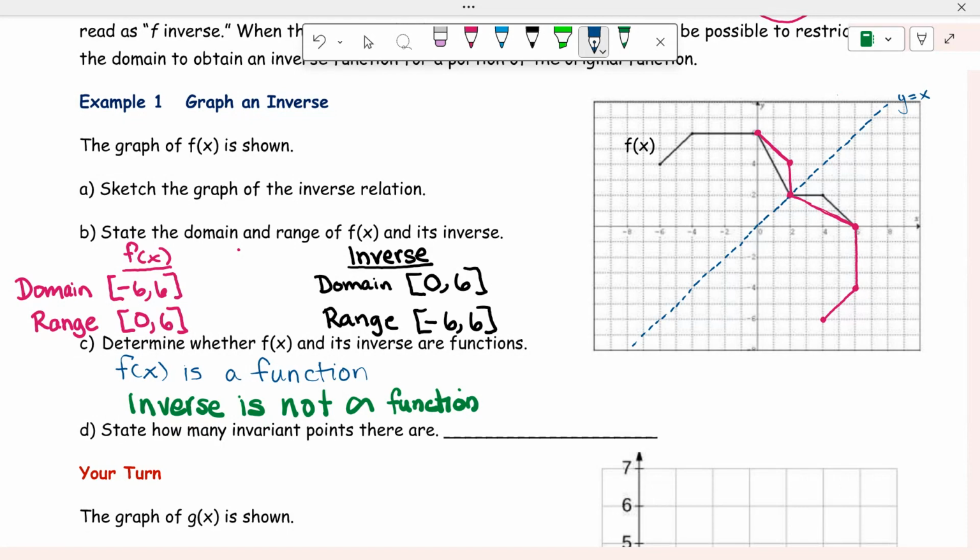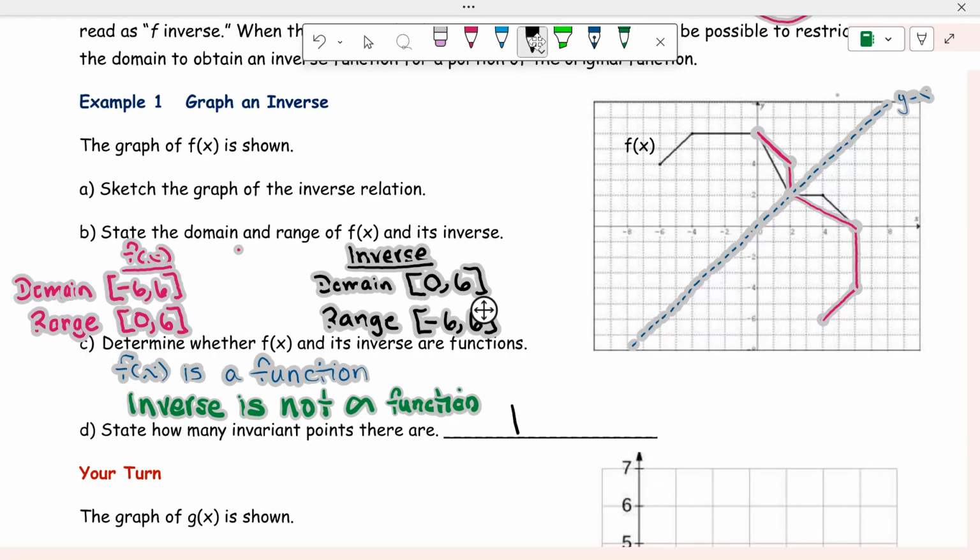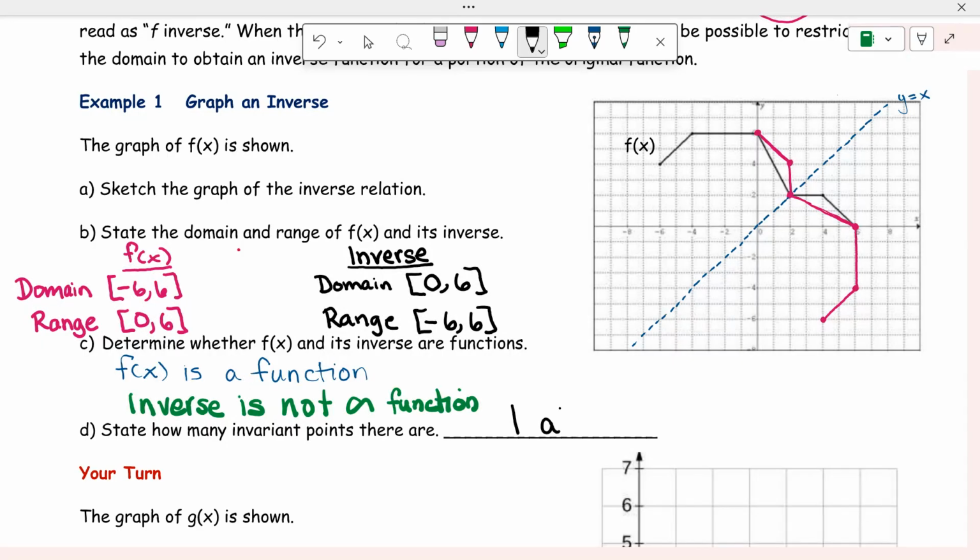So there's only one time the original and the inverse, obviously, touch there. There's only one invariant point. So make sure if it moved, it's not invariant. So here it's a nice point, so I'm going to put it in there, at 2, 2. So there's one invariant point at 2, 2. A lot of times with the invariant points, guys, you could approximate what they are, but they're not always going to be nice integer values, like this one was.